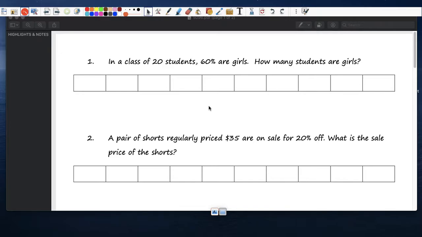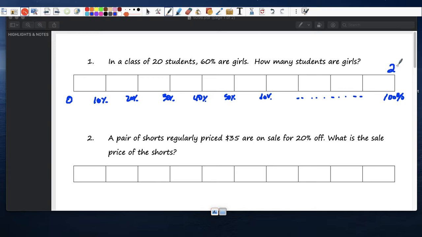Let's start with a few, just review. In a class of 20 students, 60% are girls. How many are girls? The bottom is our percent, right? So 10, 20, 30, 40, 50, 60%. And then I don't need the rest. That's 100%.